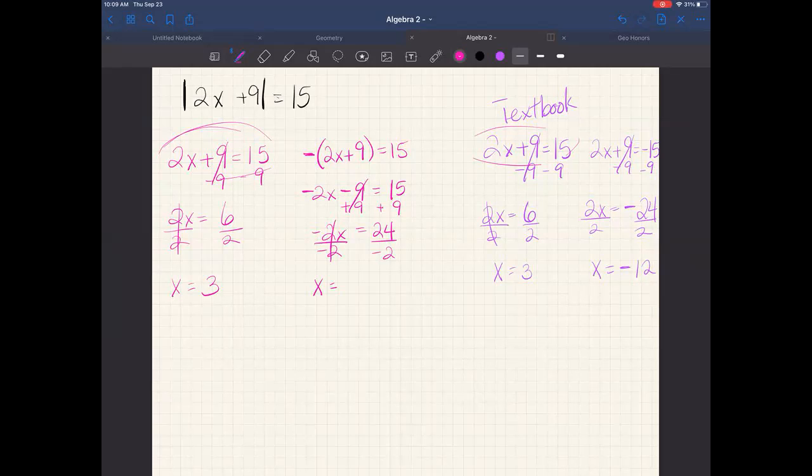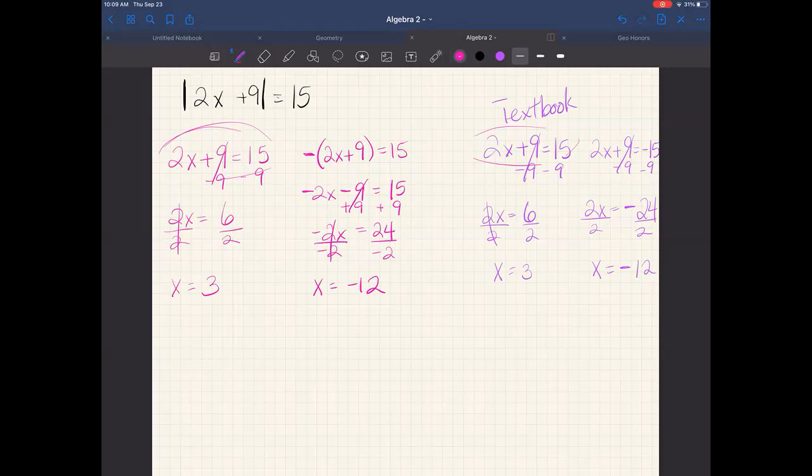Negative 12. Negative 12. We see how I got the same answer? So again, you guys maybe don't remember this, or because of the whole quarantine thing, you kind of forgot how to do it and you're not sure which way you want to do it. You can pick either one.